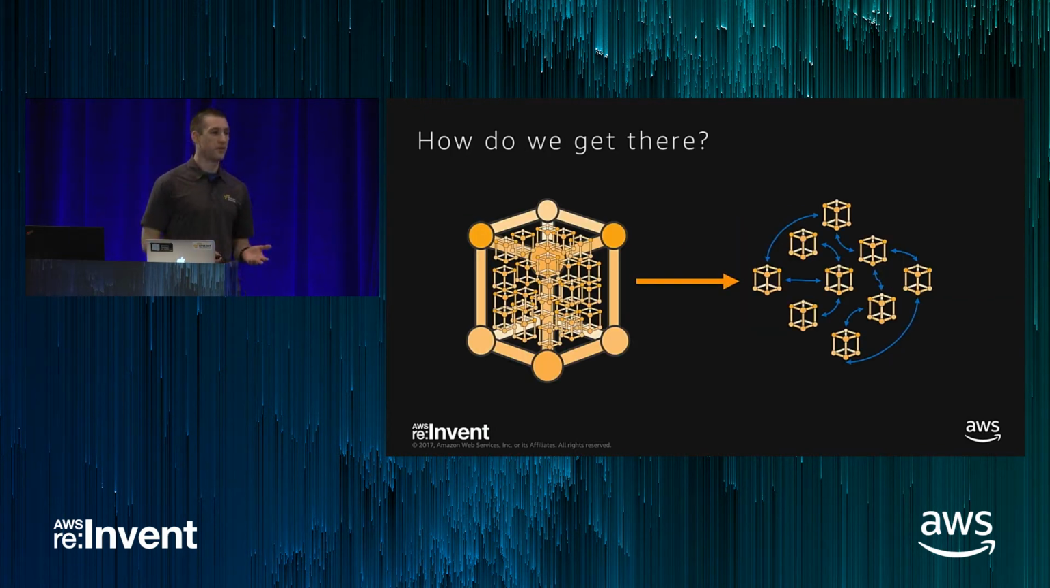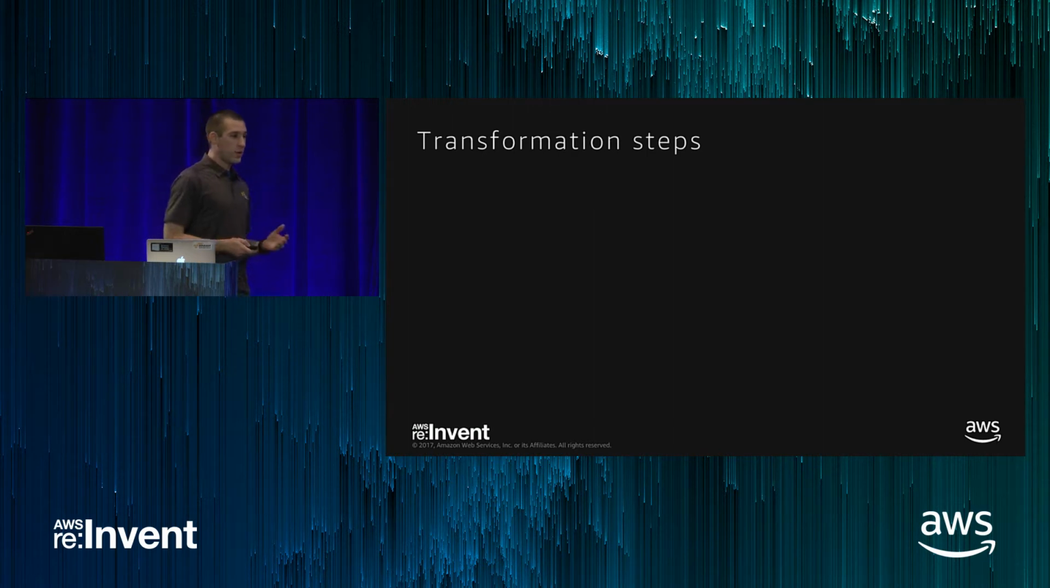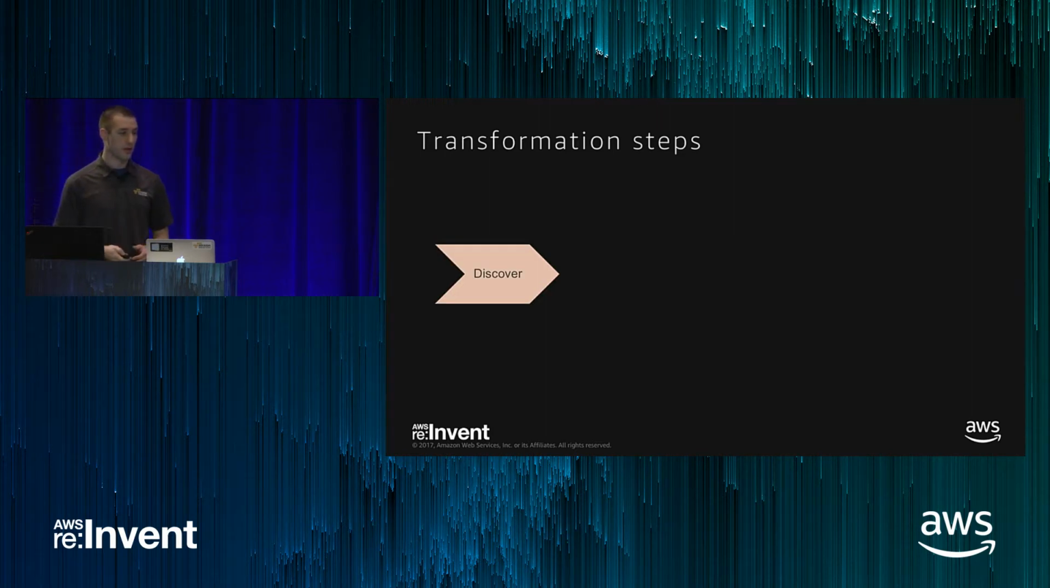So how do we get from this monolithic architecture to a microservices and serverless architecture? Now we're going to walk through what this transformation process looks like. I'm going to cover what the 5 steps are briefly, and then we'll start to walk through our application through this process so you can understand what happens at each one of these steps.